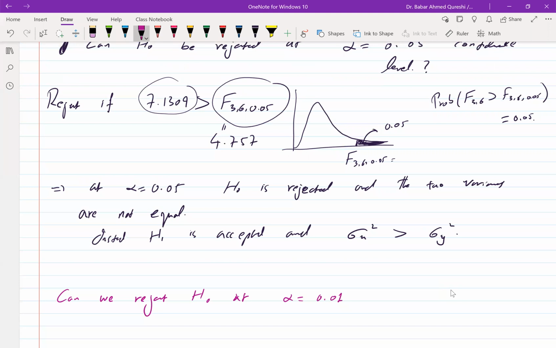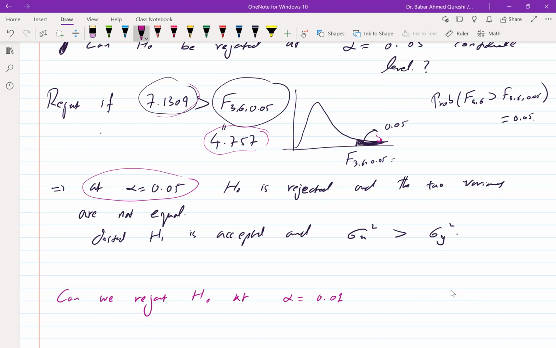So I had found from the book this critical value for these numbers, and I found that my data is giving me a larger value, so I can reject. Because what I found in my data, the value for the F variable is bigger than this critical value, so I'm landing somewhere here. So I can reject at 0.05 confidence level that H naught is rejected with this significance, 0.05 significance. And that means the two variances are not equal. Instead, H1 is accepted and sigma x square, the variance of x, is bigger than variance of y.